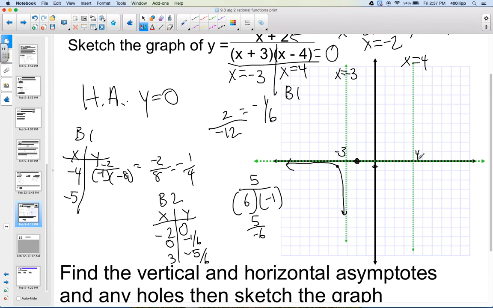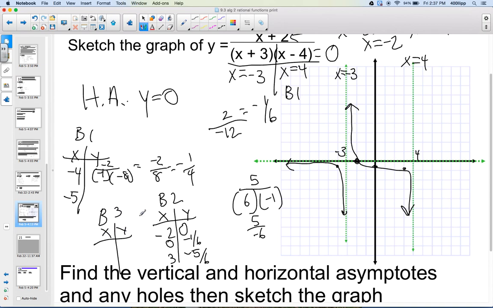And then 3 is still really low here, so it'll be somewhere over here. And then it's going to start approaching, so it's coming down here, and it's going to start approaching your asymptotes like that.